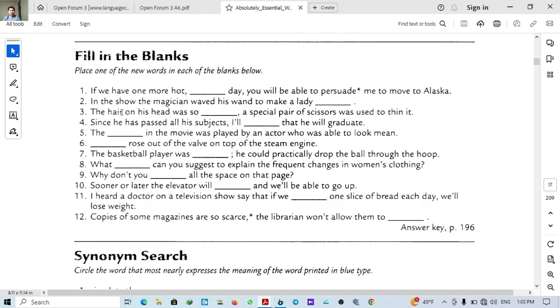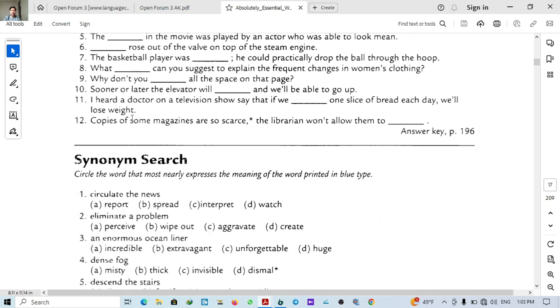Again, here, as usual, you have got some blank spaces. You have to employ appropriate words in these blank spaces in order to complete their meanings. So the 12 words that you have got above, you are employing in these blank spaces.